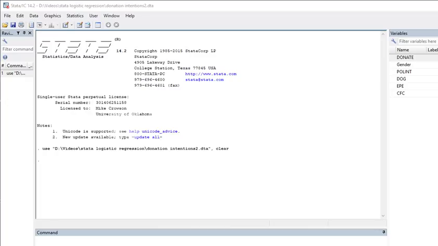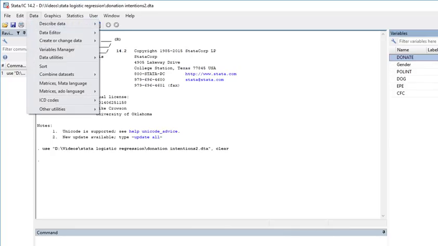So in this particular data set that I have open right now, I have a set of variables, and one of them is going to be the dependent measure, which is the donate variable. The analysis is essentially going to be aimed at predicting participants' intentions to donate to a political cause or not to donate to a political cause. The donate variable is coded 0 for intent not to donate, 1 being intention to donate.